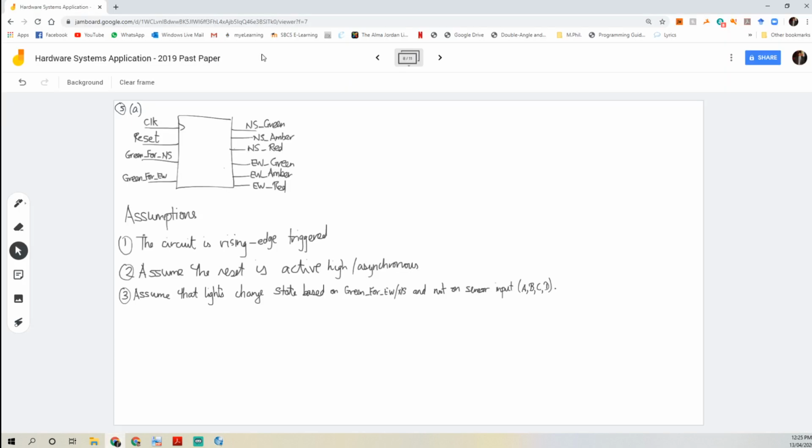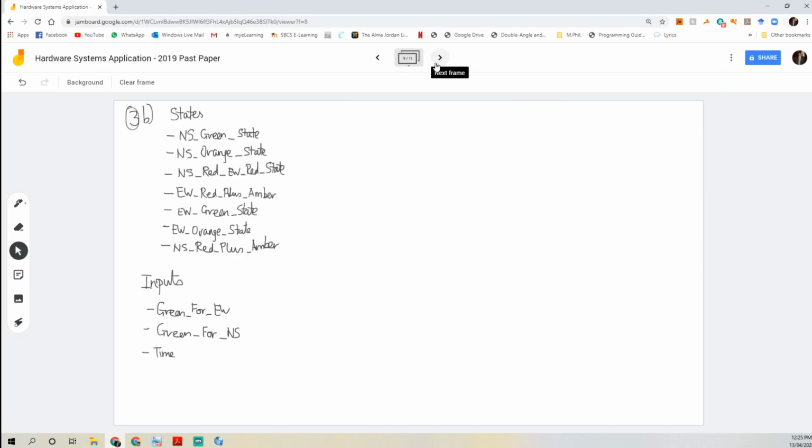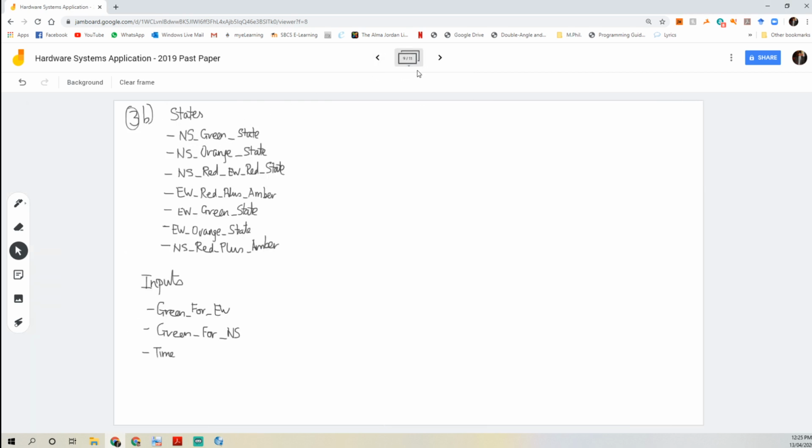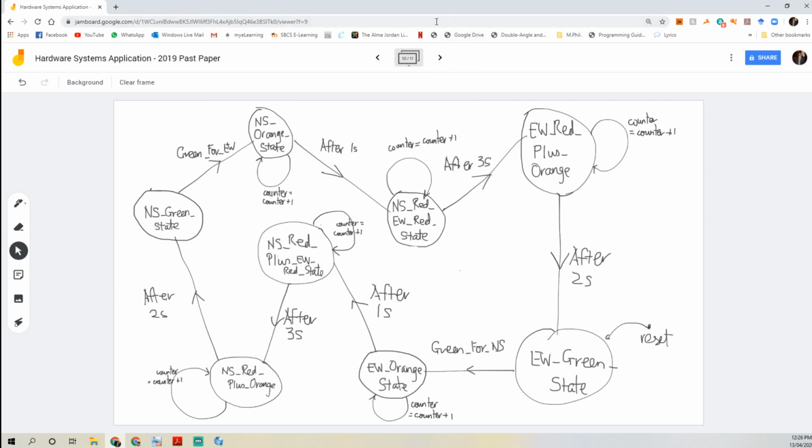So let's take a look at the states that we have in this system. We have our states north-south green, north-south orange, north-south red, east-west red, east-west red plus amber, east-west green, east-west orange state, and north-south red plus amber.